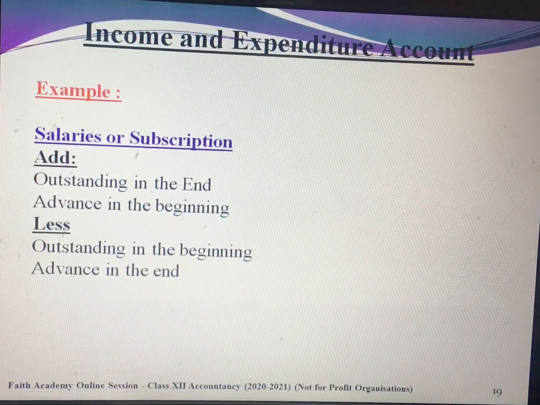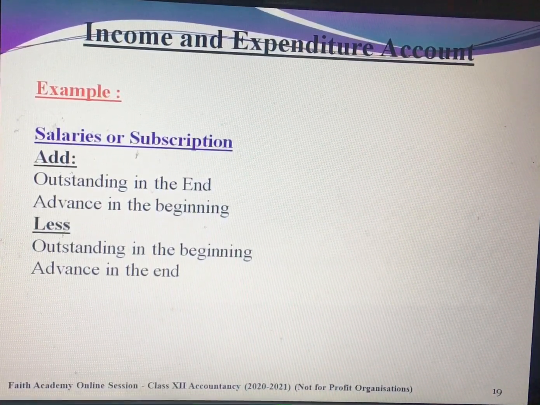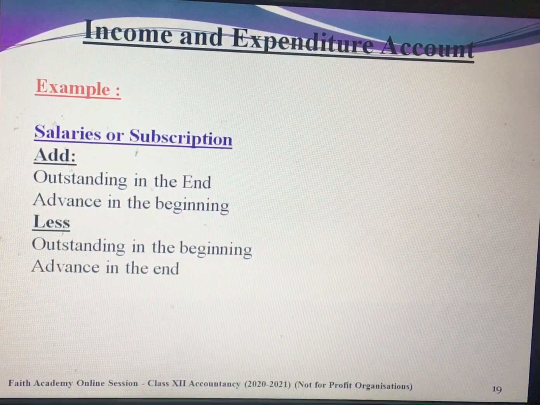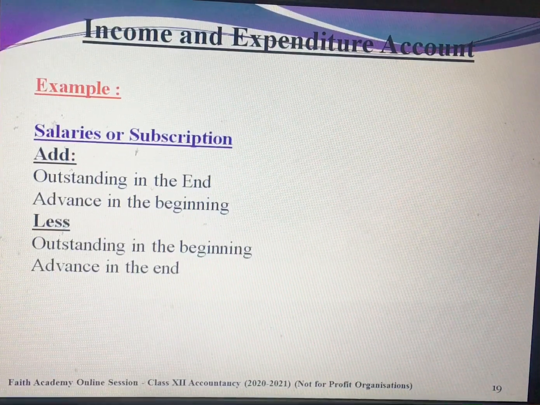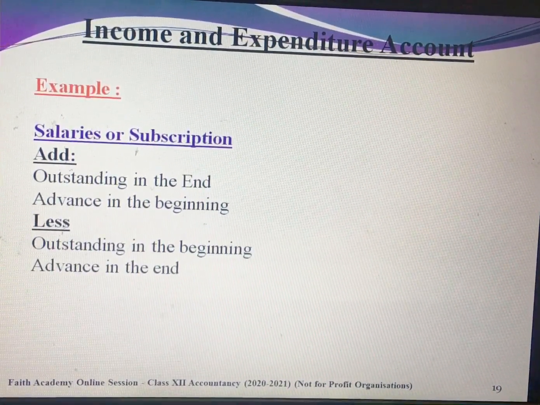If we have received anything in advance in the beginning, then definitely it relates to the current year. In starting only we got it, and the person is saying this is the advance. That means the advance is for the current year. So definitely that will be added to it.